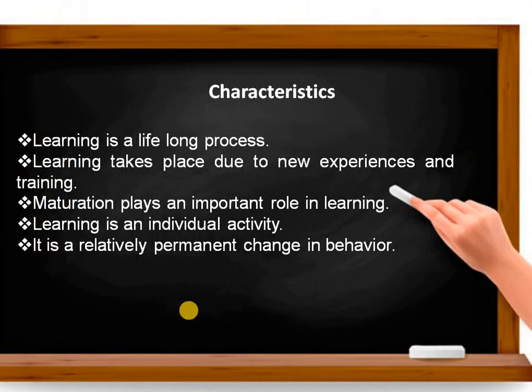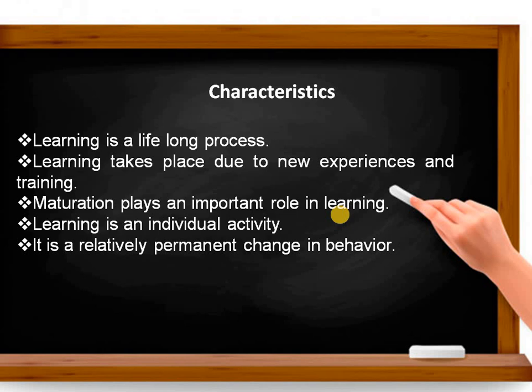So these are the characteristics of learning. Learning is a lifelong process. Obviously, learning starts at birth and it continues till death. Learning takes place due to new experiences and training, obviously, because without any kind of new experience or training, learning cannot take place. And maturation plays a very important role in learning, because without attaining a particular stage of maturity, we cannot learn all the things.